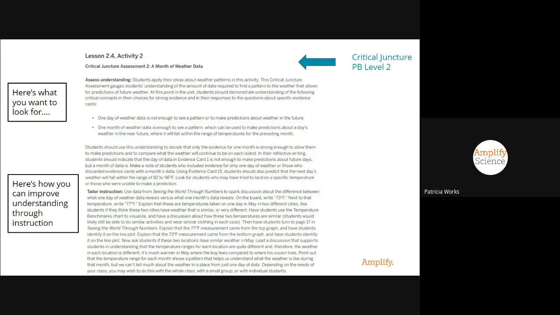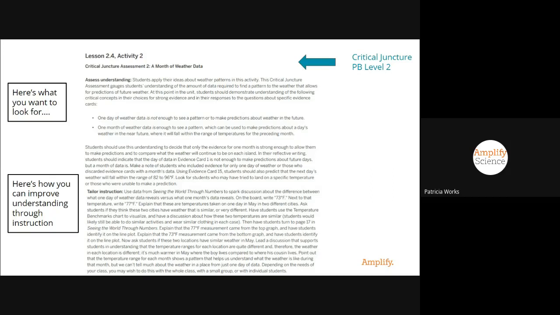In their reflective writing, students should indicate that the day's worth of data on evidence card 1 is not enough to make predictions about future days, but a month of data is. Make a note of students who included evidence for only one day of weather or those who discarded evidence cards with a month's data. Using evidence card 15, students should also predict that the next day's weather will fall within the range of 82 to 96 degrees Fahrenheit. So look for students who may have tried to land on a specific temperature or those who were unable to make a prediction.